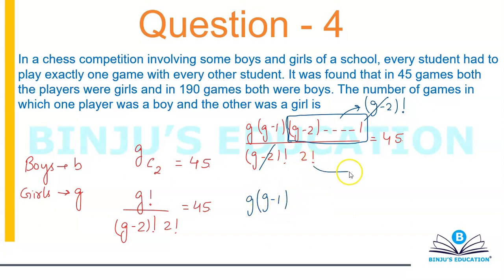I can multiply both sides by 2 factorial. 2 factorial is indeed 2, so this is 45 into 2, which is equal to 90. So I got my first equation: G into (G minus 1) is equal to 90.